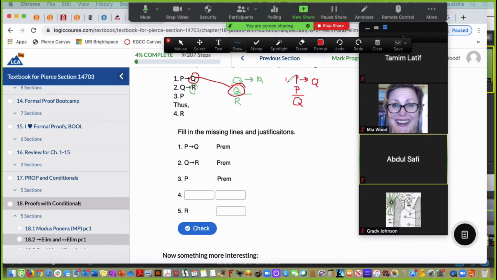So here's line 1. Here's line 3. And this is going to be line 4. Then this is line 2. This is line 4. And this is line 5. Now let me go back and articulate what these were. Line 1 is P, then Q. Line 3 is P. Therefore, line 4, Q. Line 2 is Q, then R. Line 4 we've just derived. That's Q. Therefore, line 5 is R. Thoughts? How are we doing? Does this make sense?